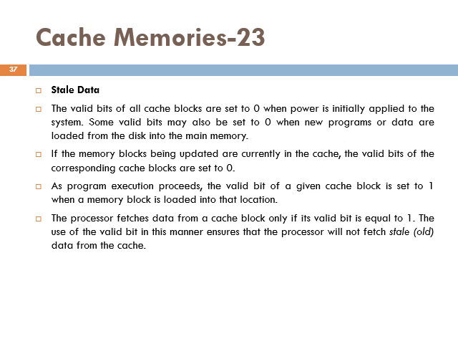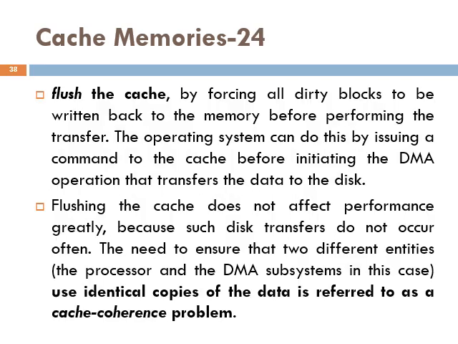If the memory blocks being updated are currently in the cache, the valid bits of the corresponding cache blocks are set to 0. As program execution proceeds, the valid bit of a given cache block is set to 1 when a memory block is loaded into that location. The processor fetches data from a cache block only if its valid bit is equal to 1. The use of the valid bit in this manner ensures that the processor will not fetch stale, that is old, data from the cache. A similar precaution is needed in a system that uses the write-back protocol.